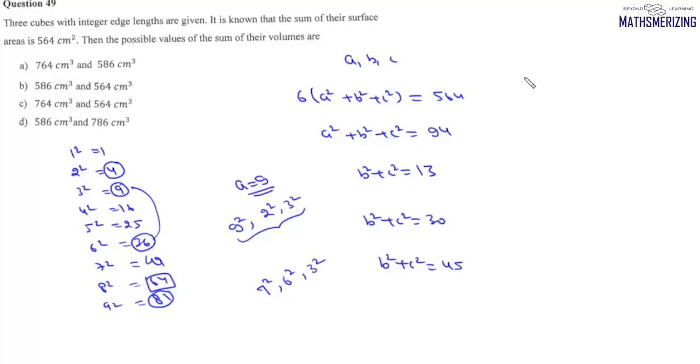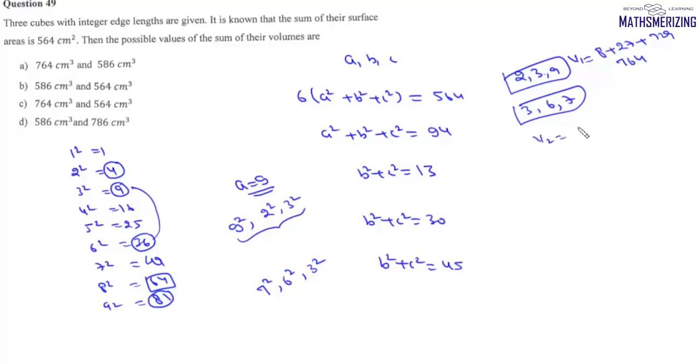So one of them will be with the values 2, 3 and 9, and the other one will be with the values 3, 6 and 7. Now we need to find the sum of their volumes. So the sum of their volumes will be 8 plus 27 plus 729. There'll be 764, and the volume of the second one will be 27, 216 and 343. There'll be 586. So these two volumes are 764 and 586, and that's your option number A.